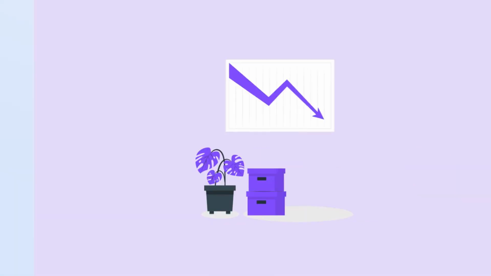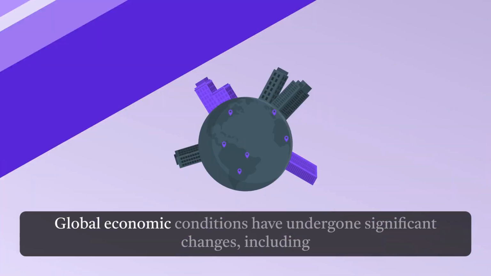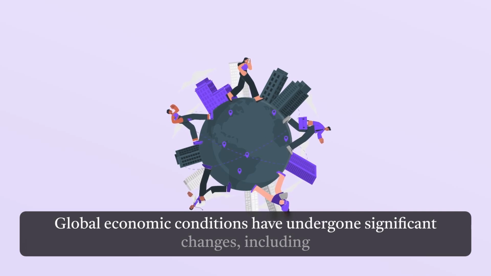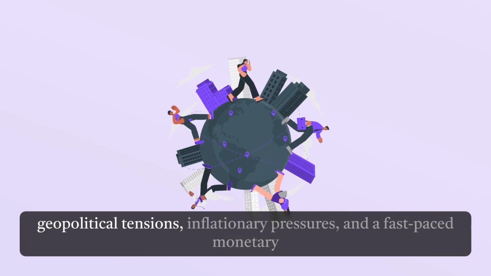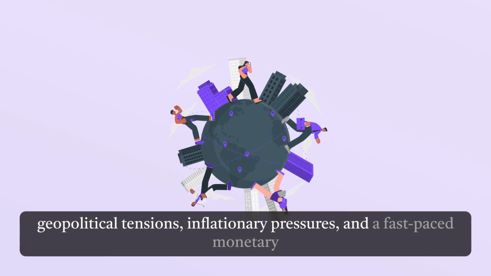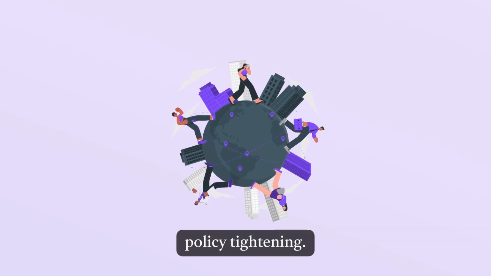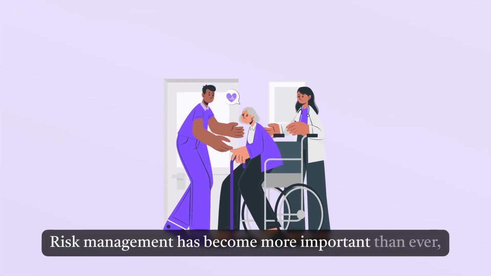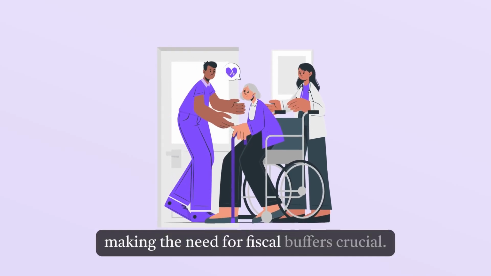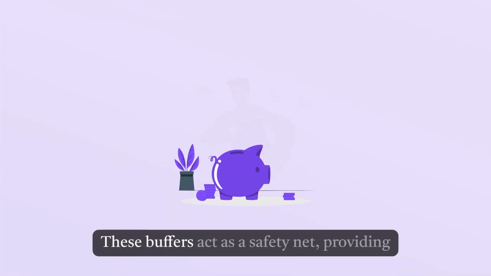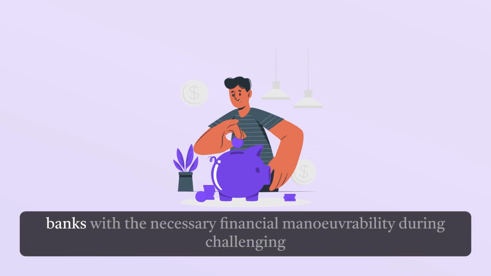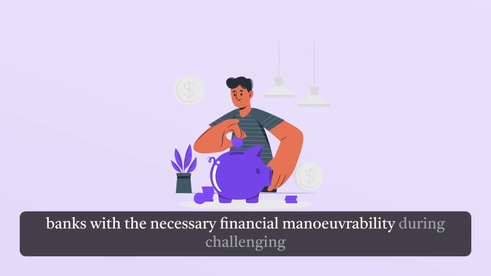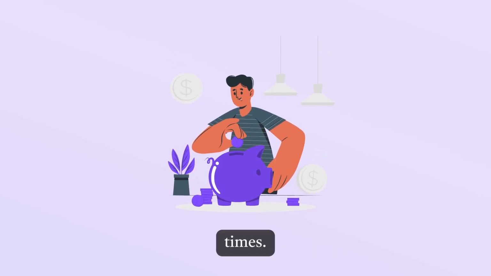uncertainties. The context. Global economic conditions have undergone significant changes, including geopolitical tensions, inflationary pressures, and a fast-paced monetary policy tightening. Risk management has become more important than ever, making the need for fiscal buffers crucial. These buffers act as a safety net, providing banks with the necessary financial maneuverability during challenging times.